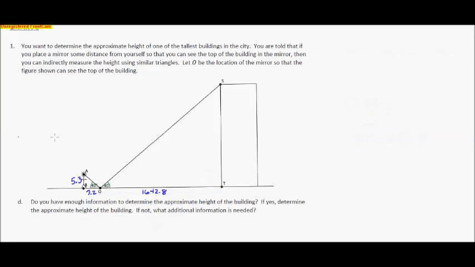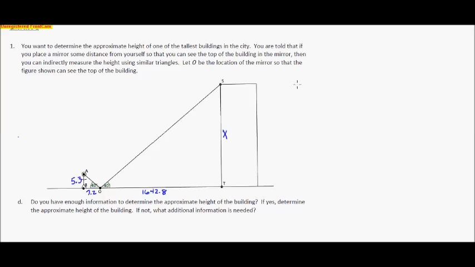Here's part D, and they want to know, do you have enough information to determine the approximate height of the building? I'm going to go ahead and label the height of the building with an X. It says, if yes, determine the approximate height of the building. It looks like we do, because we have two similar triangles, and we have a corresponding side with the 7.2 corresponding to 1642.8. We have the height of the person as 5.3, and that corresponds with the height of the building. So just like we did before, we can set up a proportion between these sides.